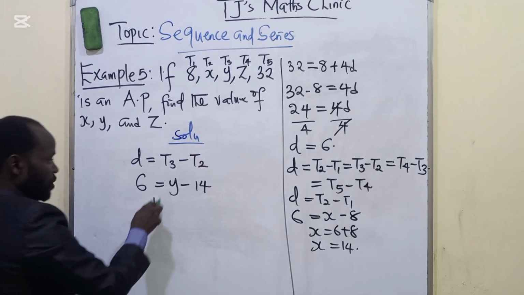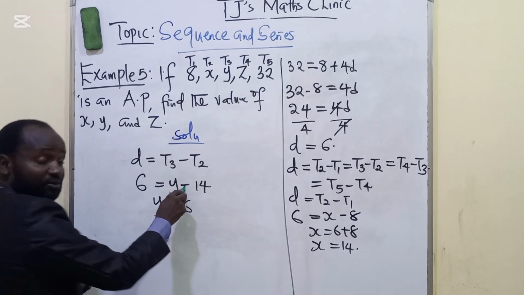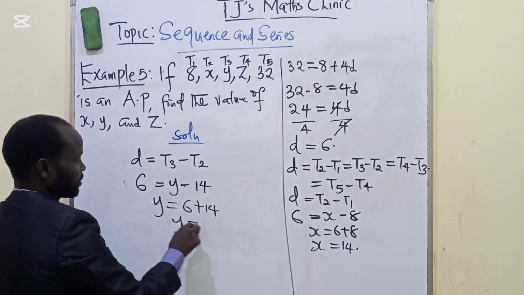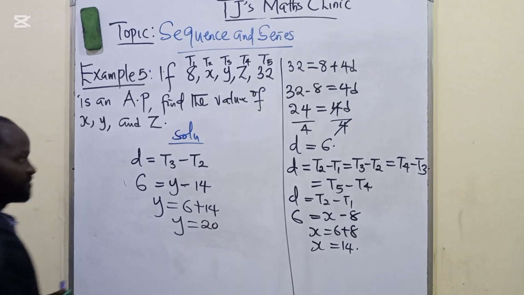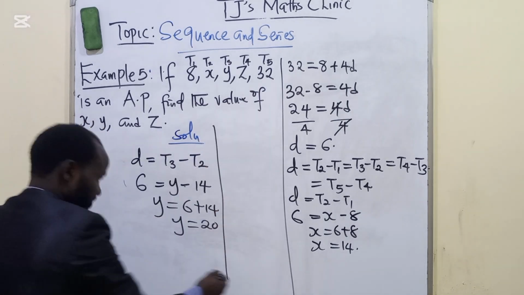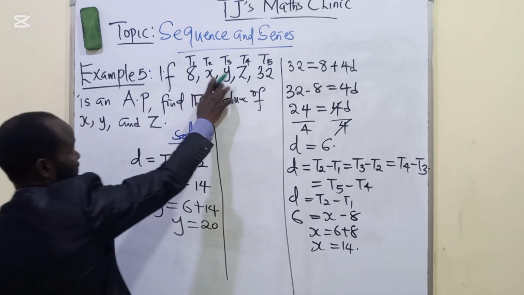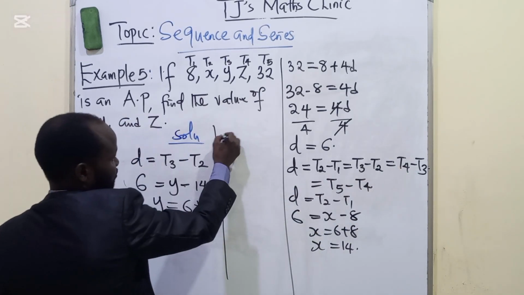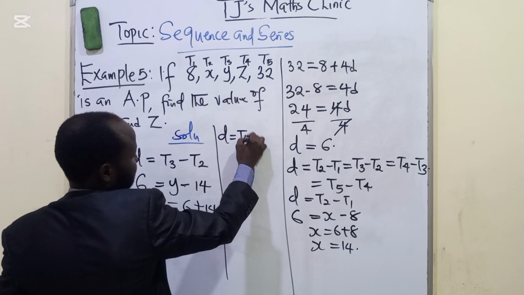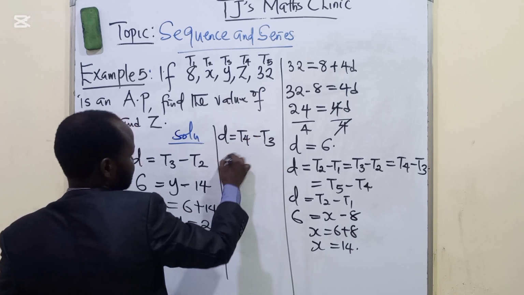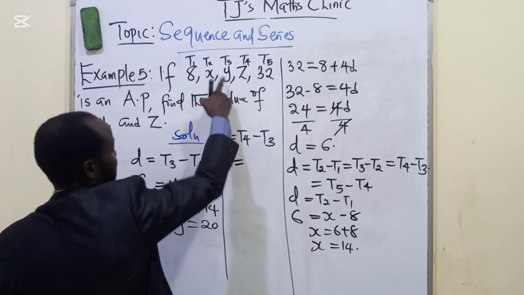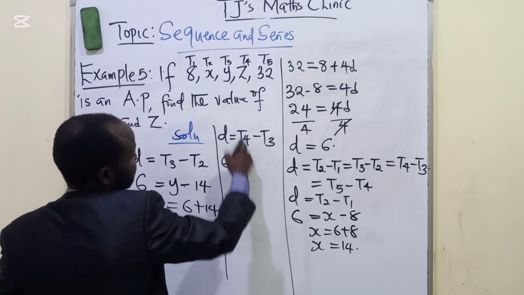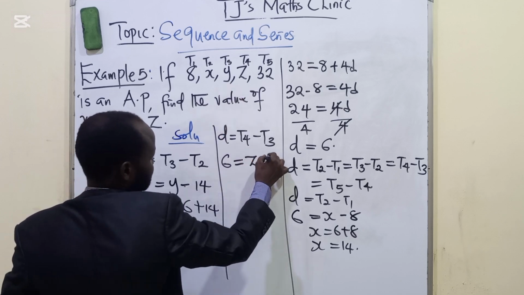Then collect like terms. y will be equal to 6 plus 14, because the minus crosses the equal sign and becomes plus. So y is 20. Very important. Let's find the last unknown, which is z. To find z, we relate the fourth term minus the third term. d is 6. The third term, which is y, is 20. So it will be T4, which is z, minus 20.